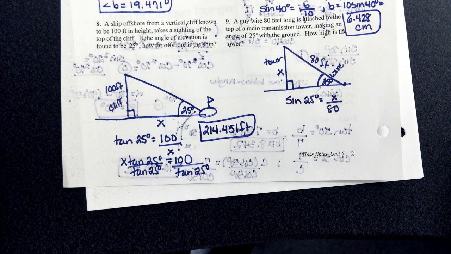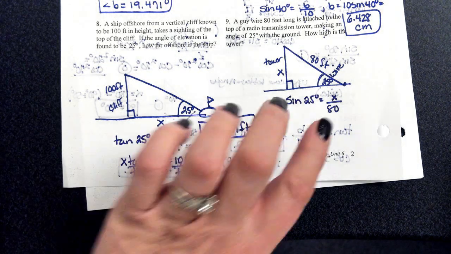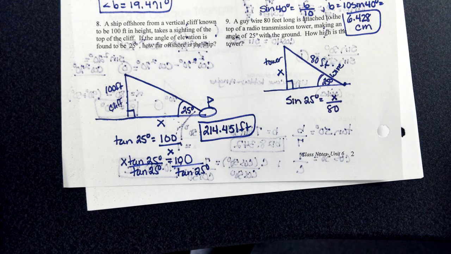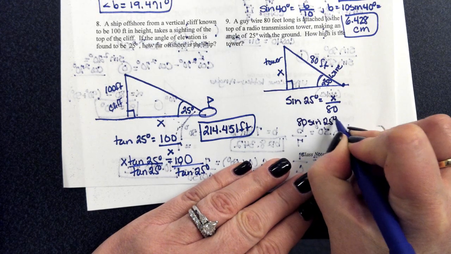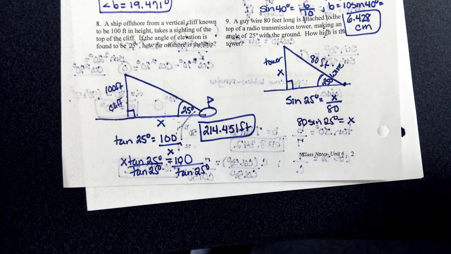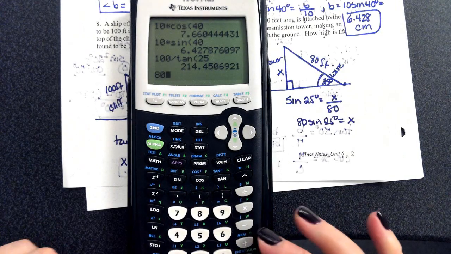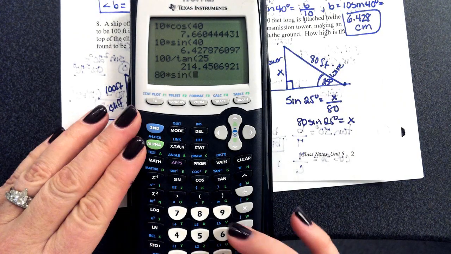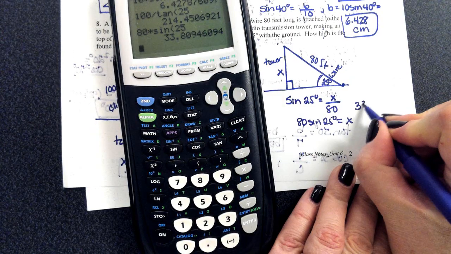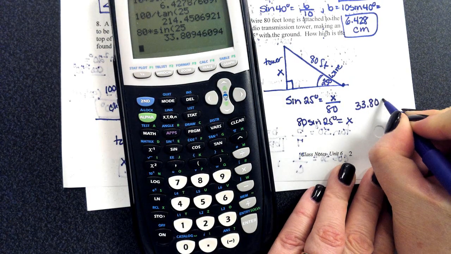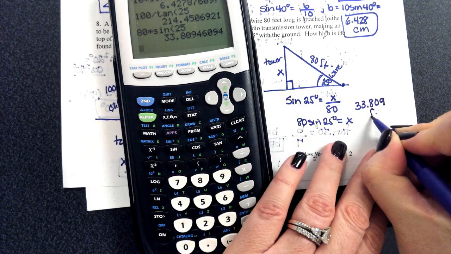Any questions on how I set up that trig ratio? Now what am I going to do to both sides of this equation? I'm going to multiply both sides by what? 80. So 80 times the sine of 25 degrees is equal to x. So I can type that in my calculator. 80 times the sine of 25. So about 33.809, and this is in feet.